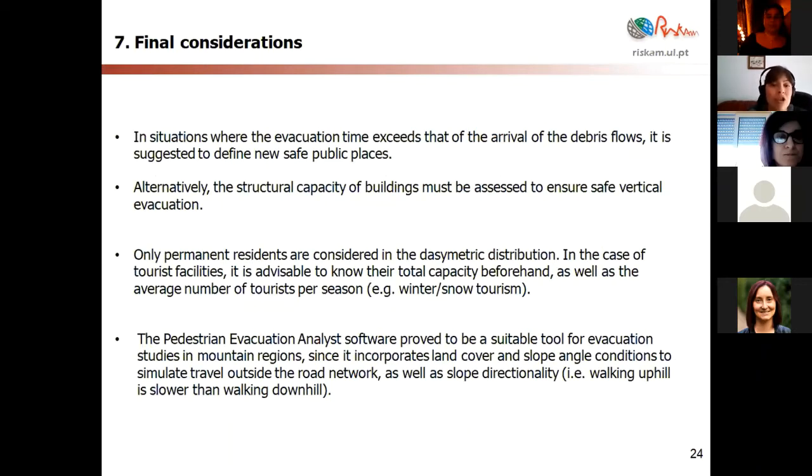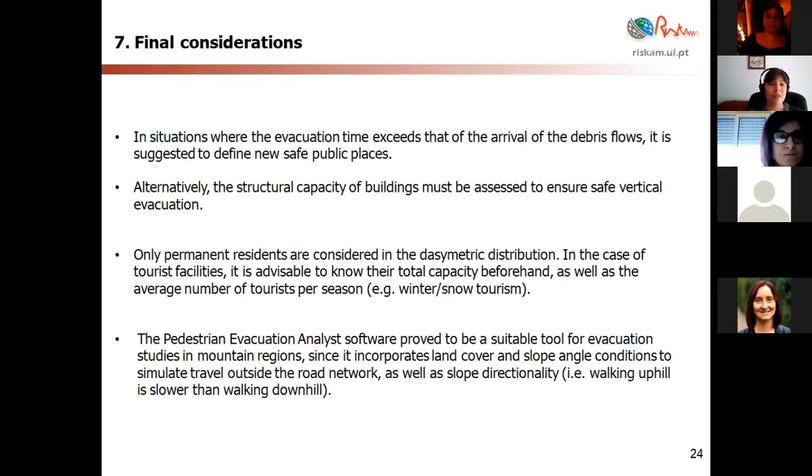In situations where the evacuation time exceeds the time of the arrival of debris flows, it is suggested to define new safe public places. In case that this is not possible, alternatively, we must assess the structural capacity of buildings to ensure the vertical safe evacuation.